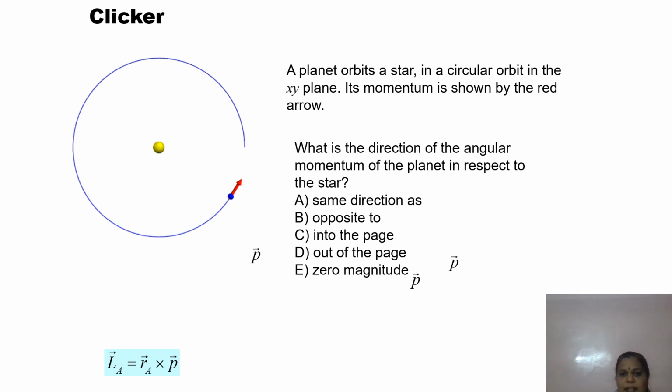Again, here is a simple example. Imagine a planet orbiting a star in a circular orbit in the xy plane. Its momentum is shown by the red arrow. What will be the angular momentum of the planet with respect to the star? Again, the same case. If the planet orbits the star in the xy plane, the angular momentum will be in the z direction, which means out of the page, the positive z direction.